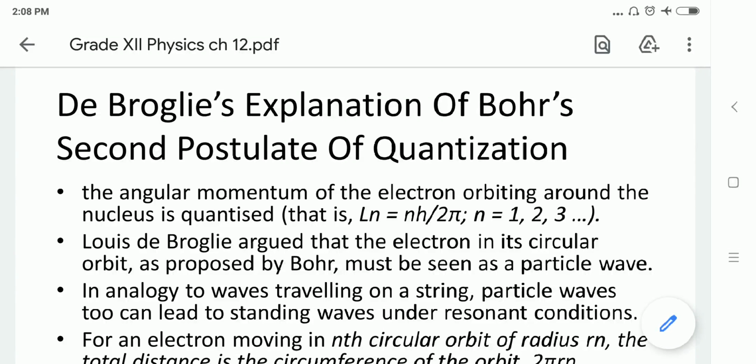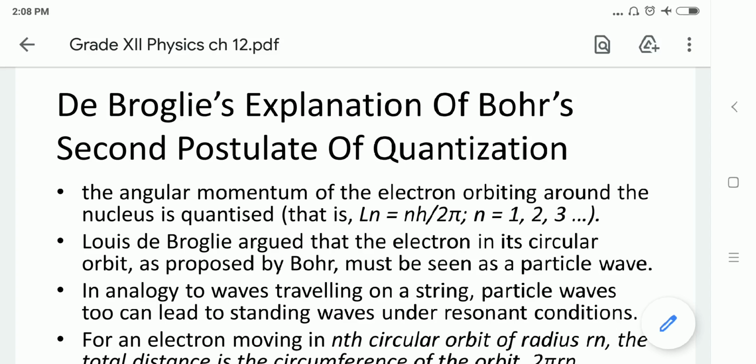Now, let us understand de Broglie's explanation of Bohr's second postulate of quantization based on angular momentum, which is given by L_n = nh/2π. So here the angular momentum of the electron, while it is revolving in its orbital path, is a quantized condition, that is nh/2π. n can be 1, 2, 3 and so on.